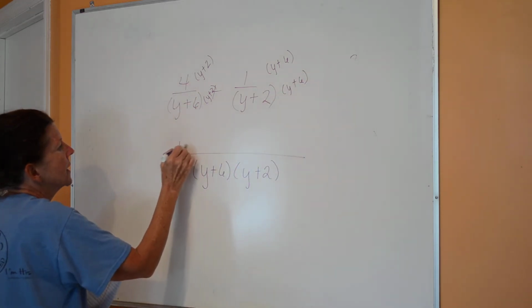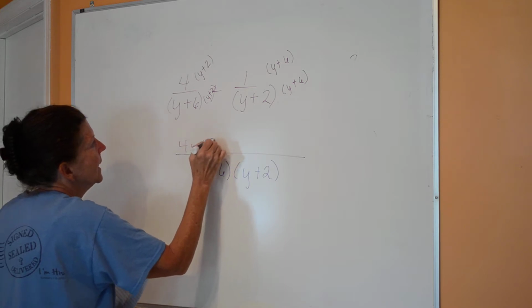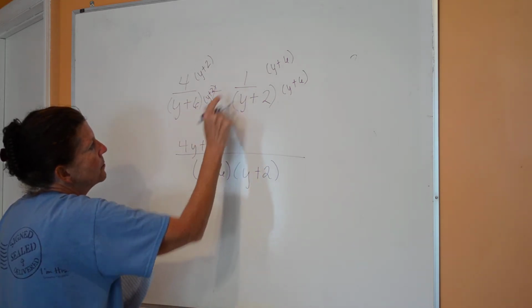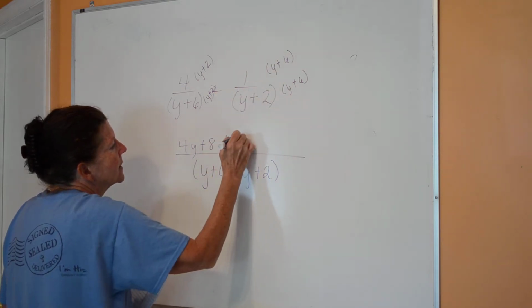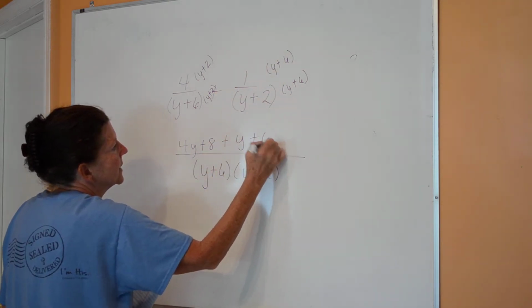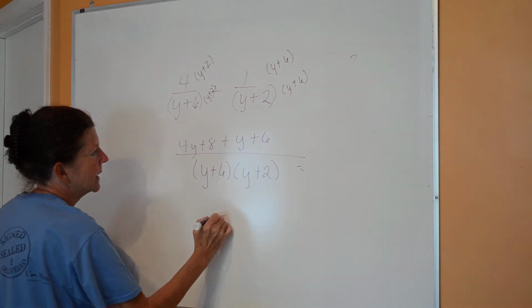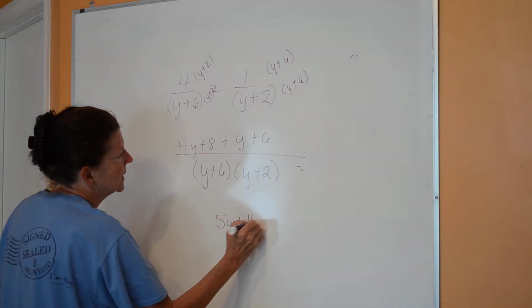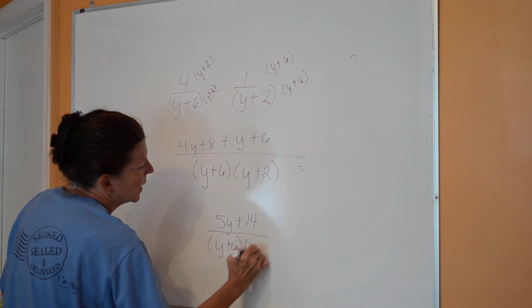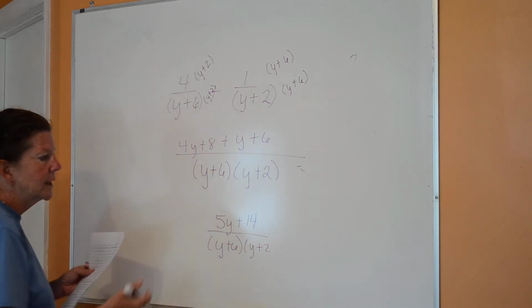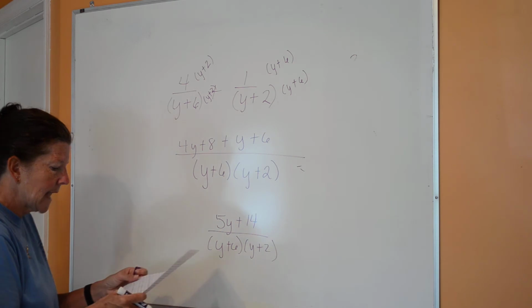All right, so that's going to give me 4y plus 8. And this is a plus, so it's plus 1. When I multiply that, it's not going to affect it, so it's going to be y plus 6 here. Combining, that gives me 5y plus 14 over y plus 6 times y plus 2. And I can't factor anything out, so it stays exactly like that.